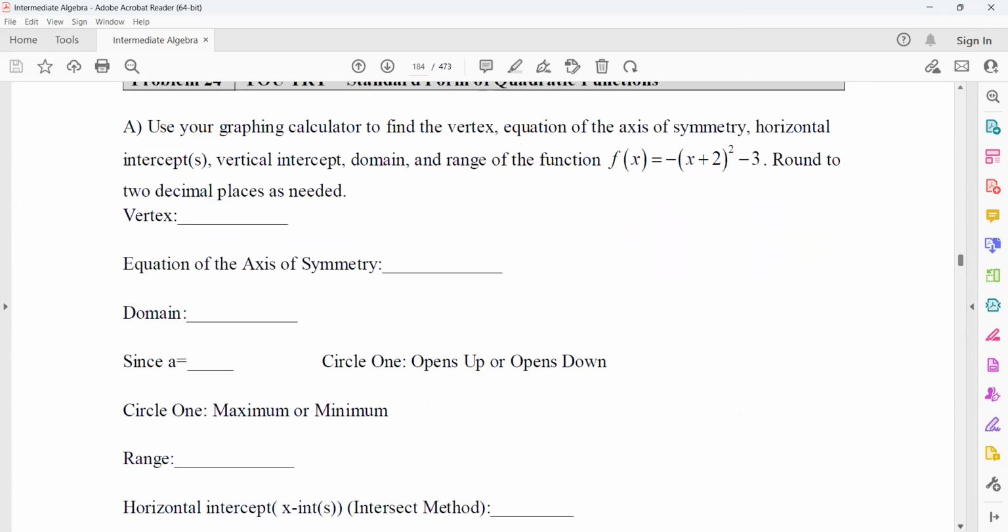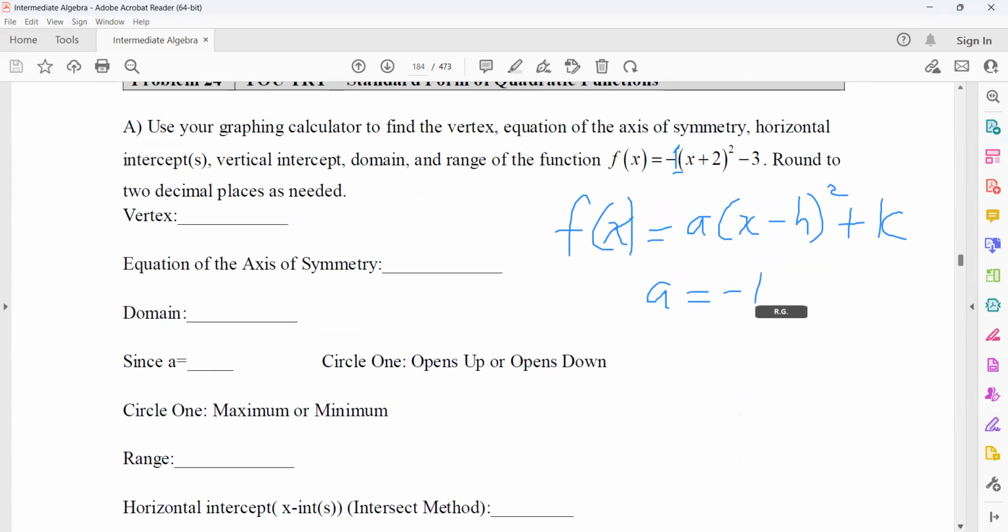Now, this is another one. I'm not going to go through all of it, but I want to quickly touch on some things. Now, for the vertex, remember, we always have to compare it to the general form, a(x minus h) squared plus k. Now, a is negative this time. Because it says minus, you know that there is a 1 hidden here, right? So you have -1. So it's going to open down.